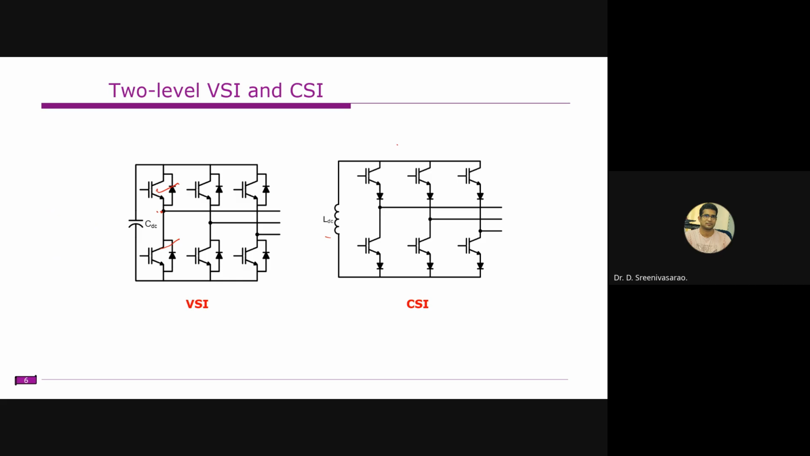Or else we can analyze in a different manner. Let us assume this one is the VDC. This one is A phase, and this is the DC link or negative bus. If you measure the voltage VAN, if the top switch is on, you will get VDC voltage, and if the bottom switch is on, you will get zero voltage. So that means you are getting two levels. That's why it is known as a two-level inverter.